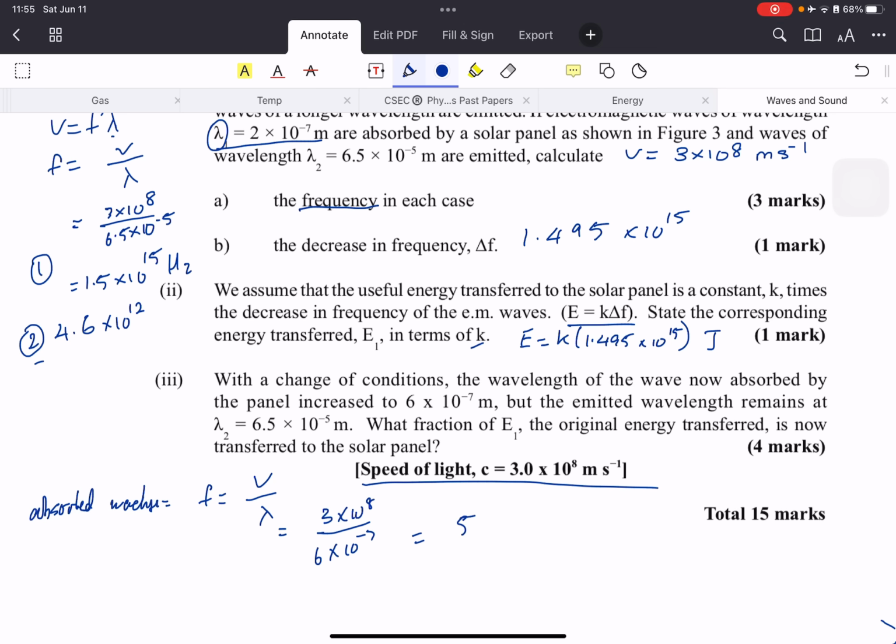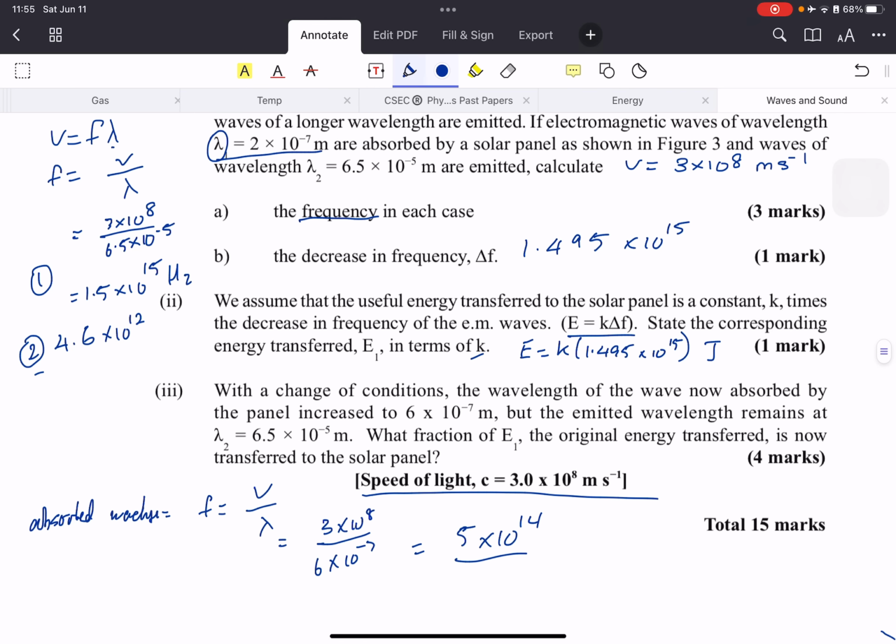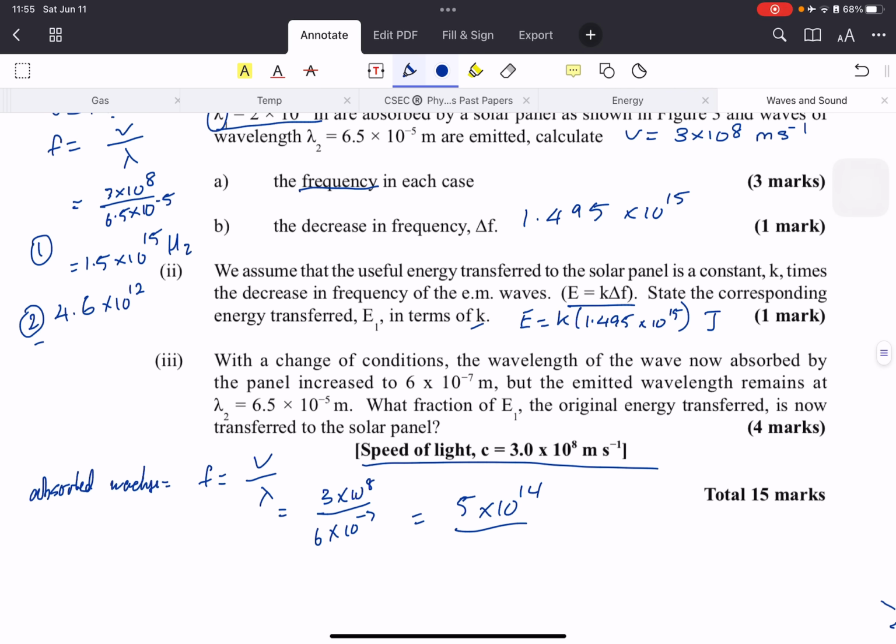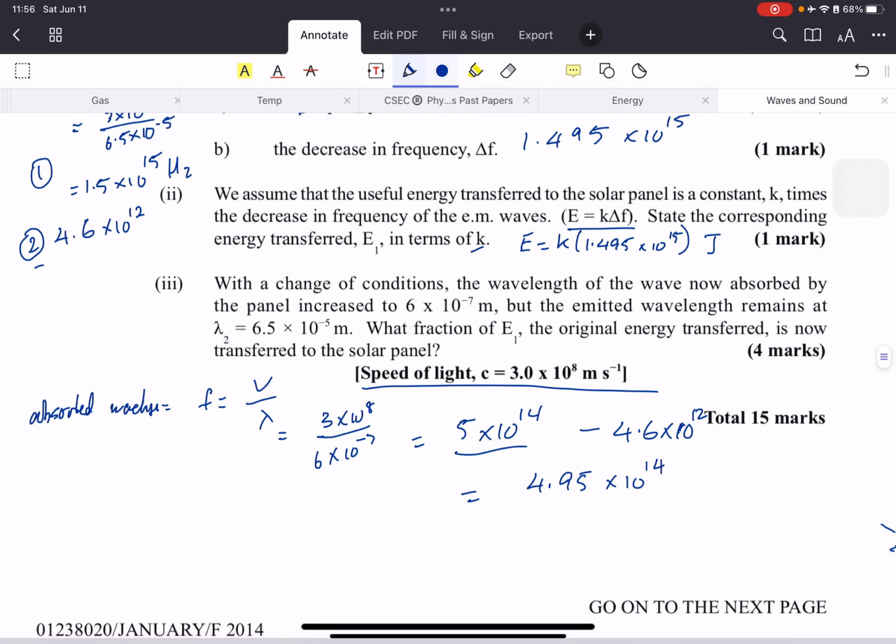So this is 5 by 10 to the 14. Great. So now we need to calculate the difference again, right? So it's going to be 5 by 10 to the 14 minus the 4.6 by 10 to the 12 as before. And I'm going to get 4.95 by 10 to the 14, right? So this is the new difference in wavelength.